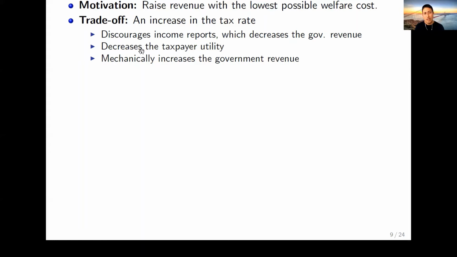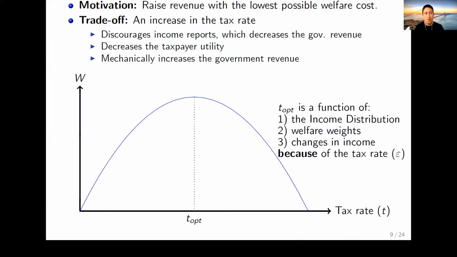The second effect is that it decreases the taxpayer's utility, right? People are less happy whenever they have to pay more income taxes. And it also mechanically increases the government revenue, because obviously once you increase the tax rate from 10% to 20%, the government is getting more revenue mechanically from that policy. So let's look at this graph, which is plotting the tax rate on the horizontal axis and the welfare on the vertical axis.